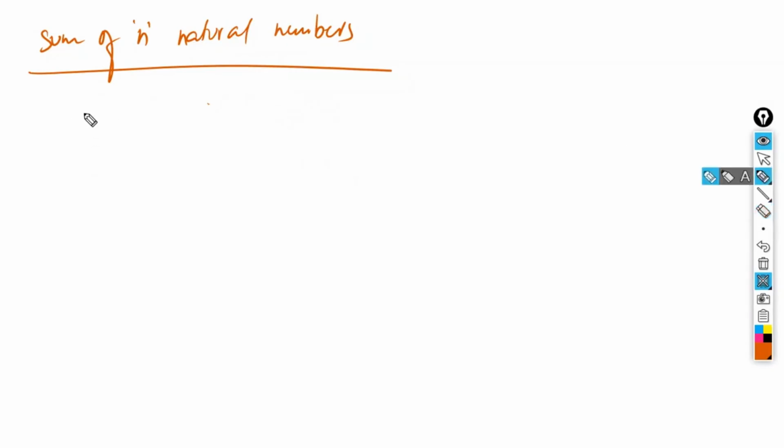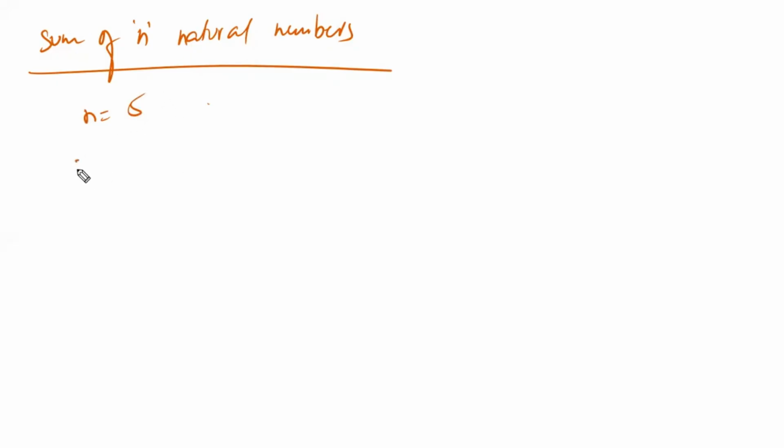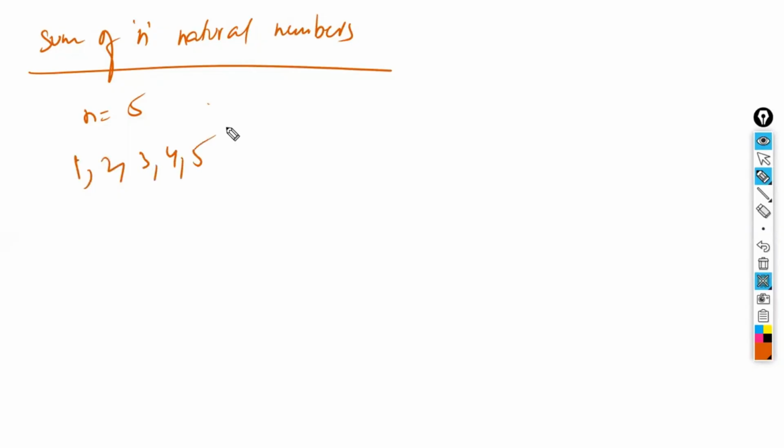First, you select what n value you want. For example, I'm selecting the n value as 5. Forget about the Python code. Just you want the sum of n natural numbers. The first 5 natural numbers are 1, 2, 3, 4, 5. Assume there is no Python code. Generally, what are you going to do? The sum is 1 plus 2 plus 3 plus 4 plus 5.